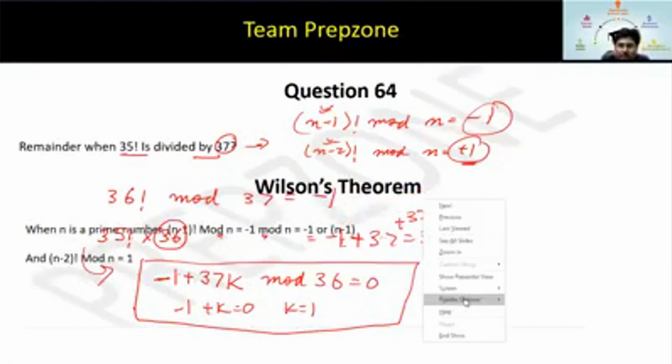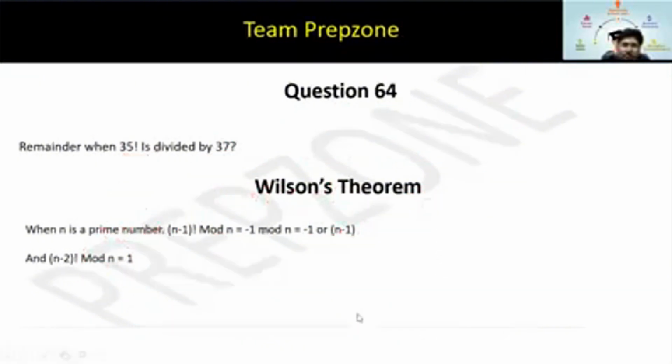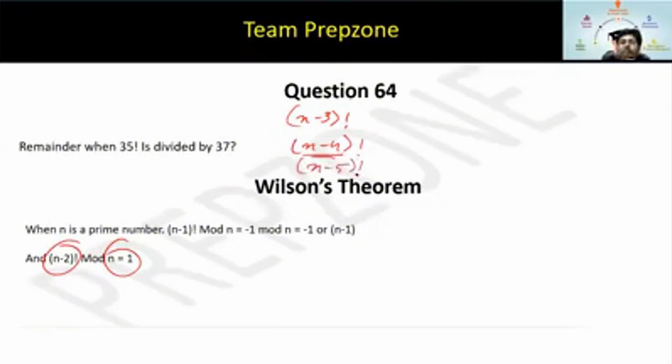So this is the extended Wilson's theorem, where I can extend it to n minus 2 factorial. Right, guys? Someone was just telling me that we can extend it to n minus 3 also. So in that way, how many formulas will you learn? Can we extend it to n minus 4? Can we extend it to n minus 5? Priyam says we will do it with the k method.